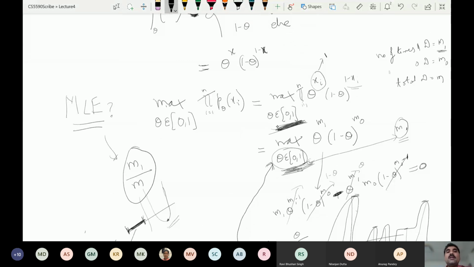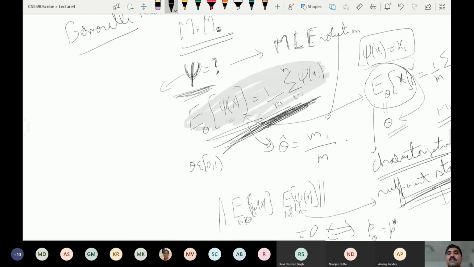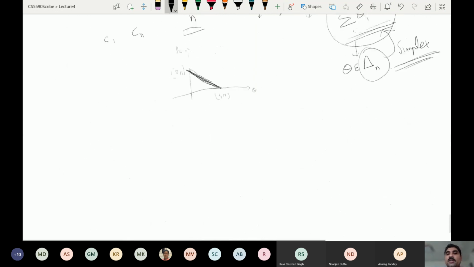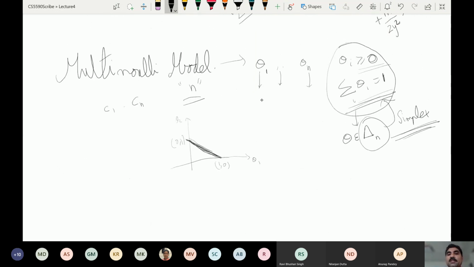So why did we have only one parameter? Because the other parameter, theta 2, was simply 1 minus theta 1. That's why we didn't take the other parameter. Similarly, in multinomial, you need not take all n parameters. You can always write theta n as 1 minus the others.